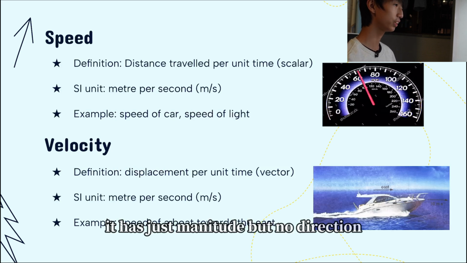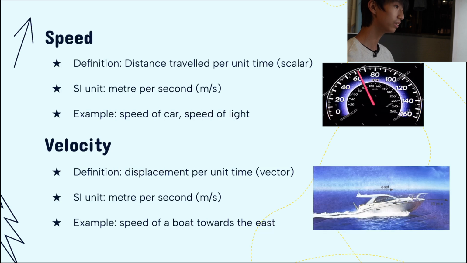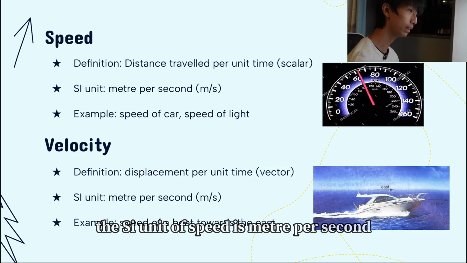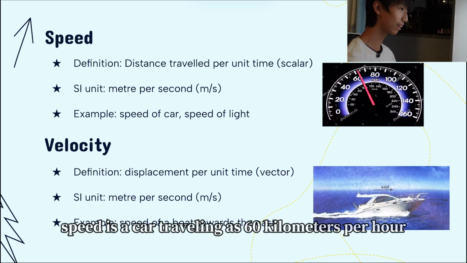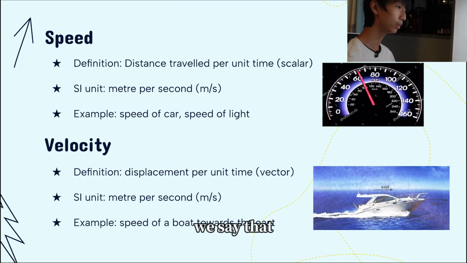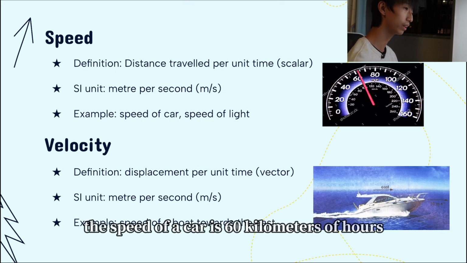It has just magnitude but no direction. The SI unit of speed is meter per second. The example of speed is a car traveling at 60 kilometers per hour. We say that the speed of a car is 60 kilometers per hour.